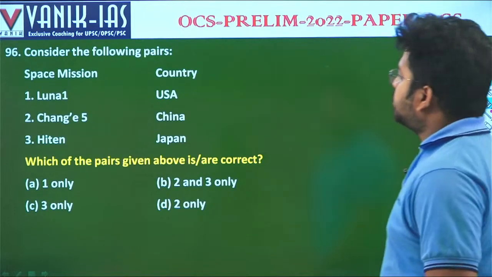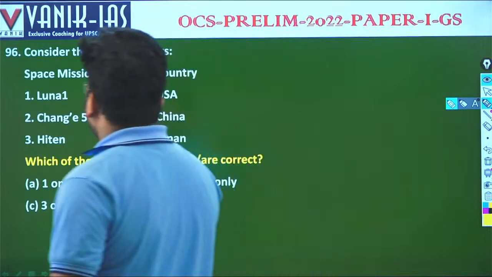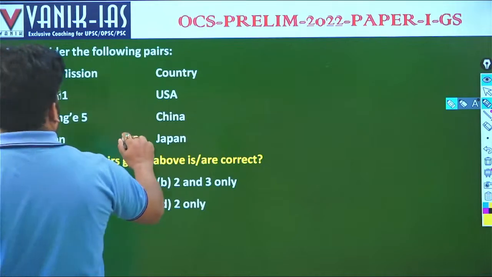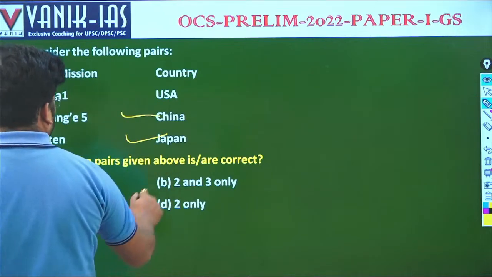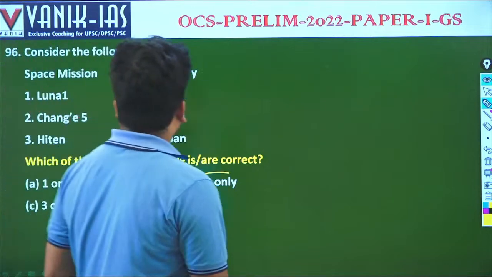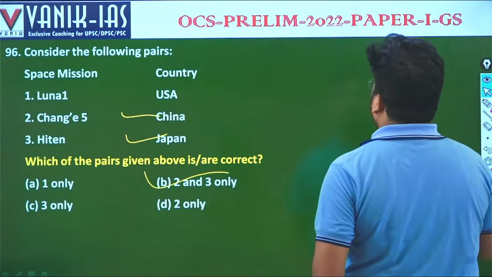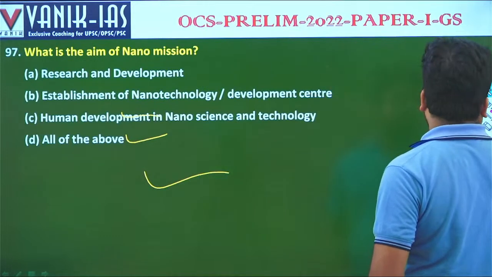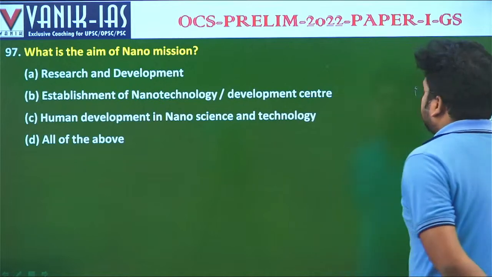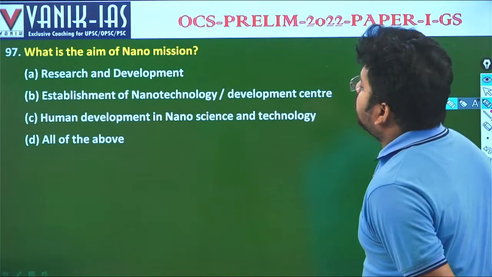Consider the following statements. Space mission and country. Luna 1, Chang'e mission, obviously that is China, right? And Hiten is Japan. This is wrong. So options 2 and 3 will be right regarding the missions. Actually, that is the Apollo mission. Apollo 1 is USA, not Luna 1.